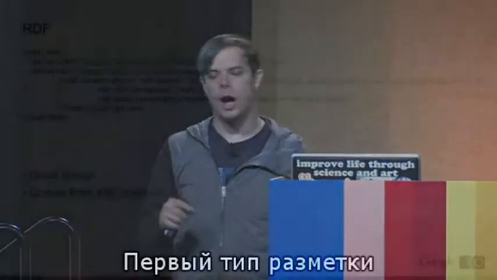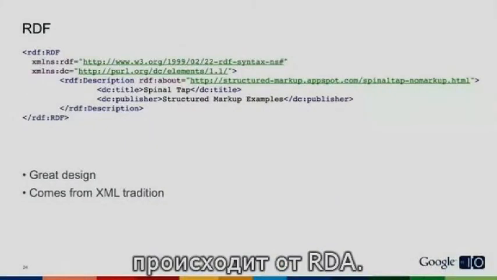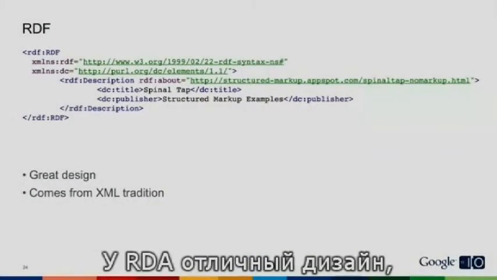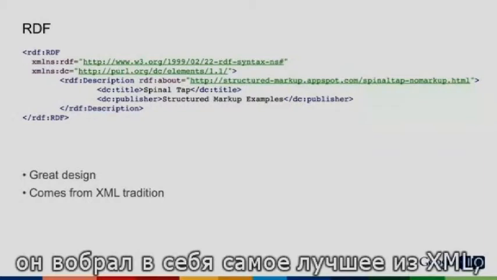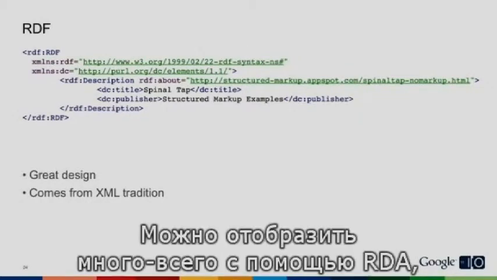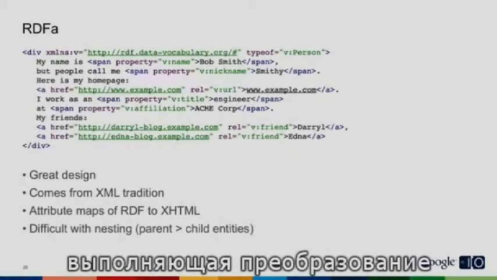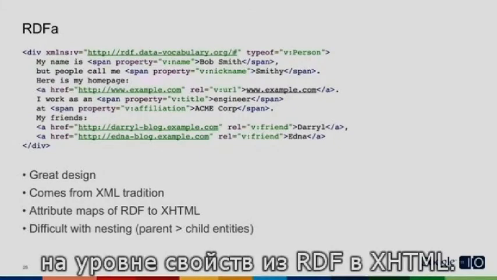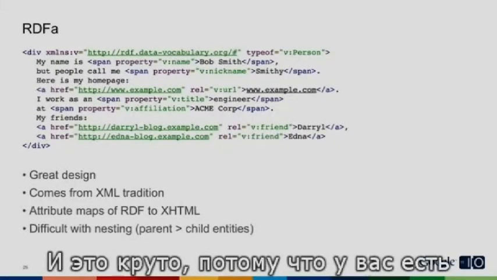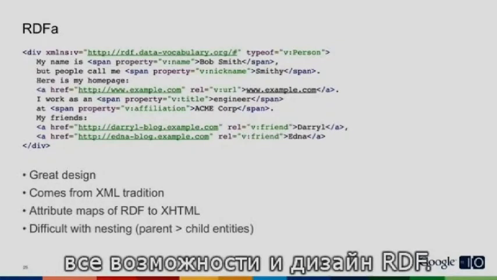The first of which comes from RDF. And RDF has a really great design. It comes from XML tradition, and it's very general. You can express a lot of different things with RDF. There's RDFa that does an attribute-level mapping of RDF to XHTML. And that's cool. So you get all the power and design of RDF.